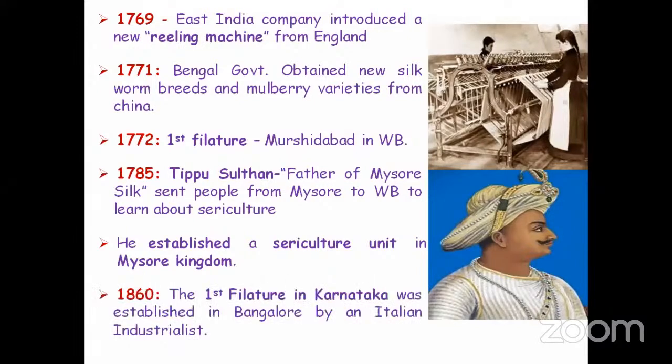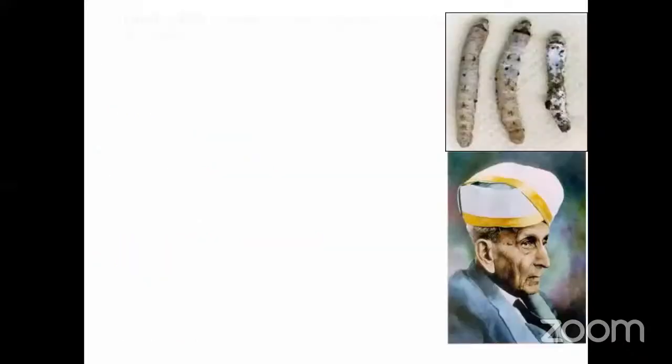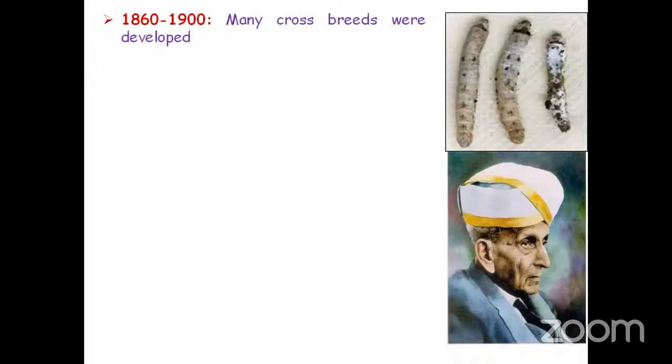In 1860, the first industry regarding sericulture was established in Karnataka, particularly in Bengaluru, by an Italian industrialist. Then from 1860 to 1900, many crossbreeds of silkworms were developed.